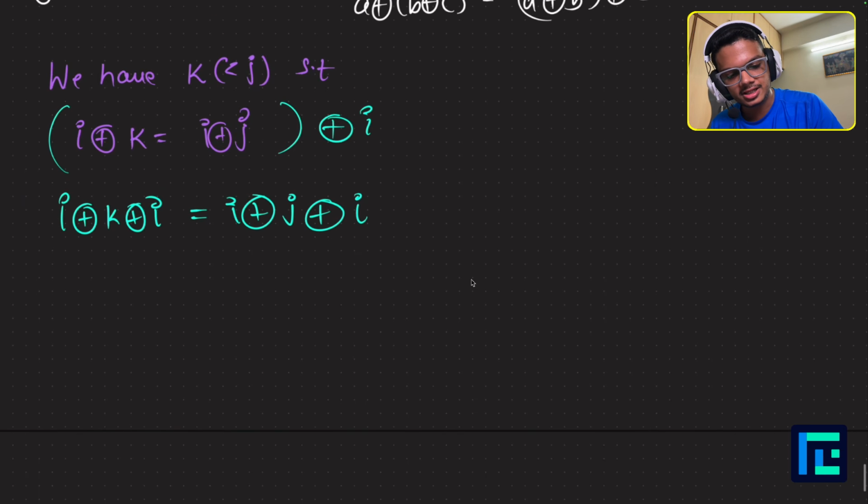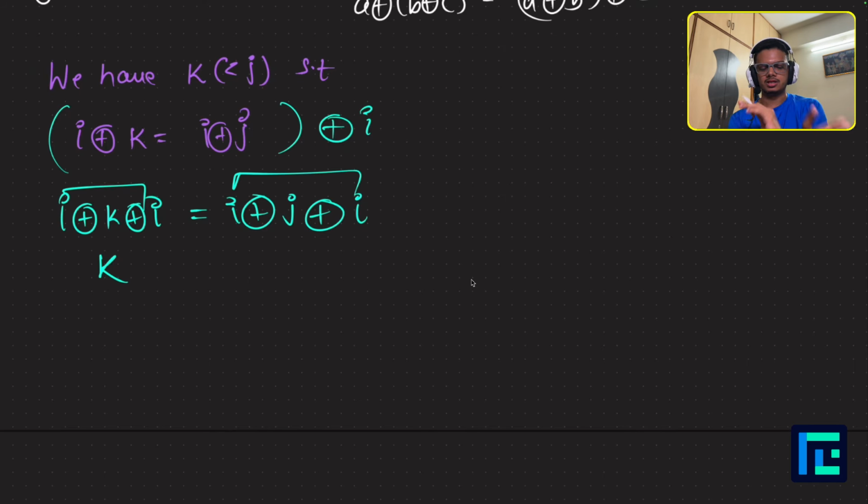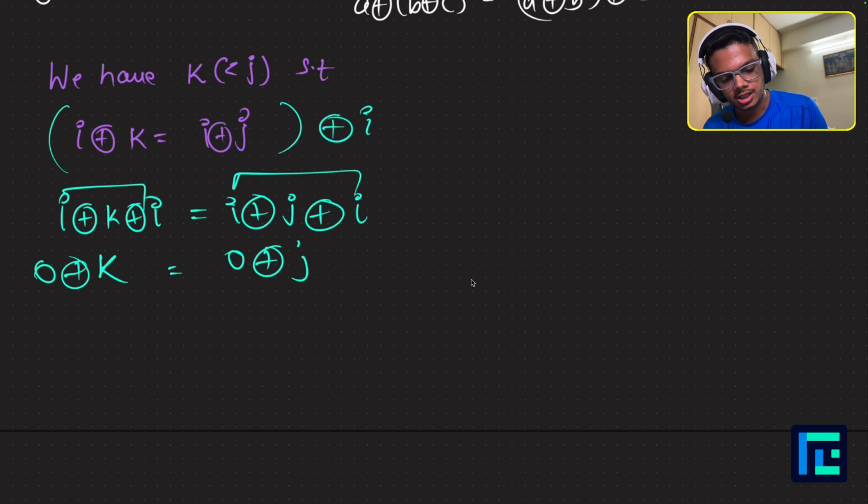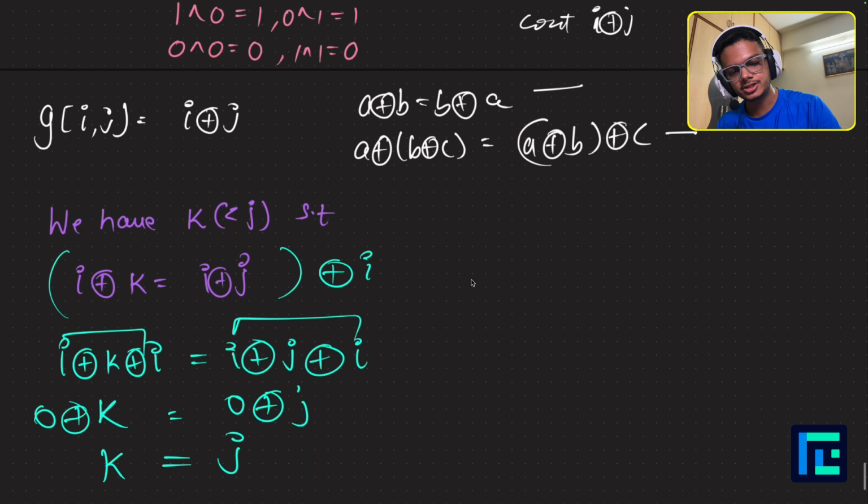So you can just rearrange these terms here and you will get this i XOR with i. So i XOR i will be 0, and here also this i can be rearranged and XORed together, so i XOR i will be 0. So you'll be left with 0 XOR k equal to 0 XOR j. 0 XORed with anything returns the same value, so this becomes k. So k is equal to j. But here's the contradiction. I already assumed k was less than j.